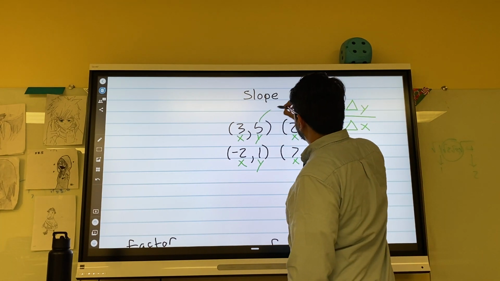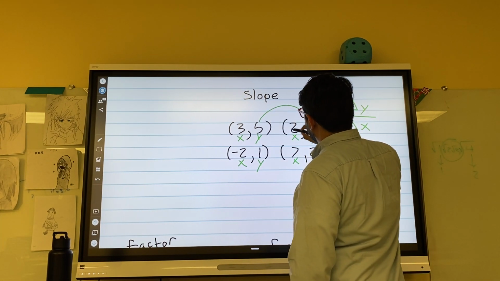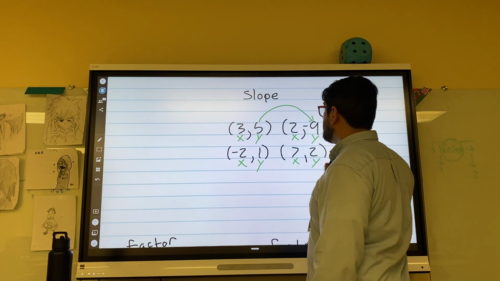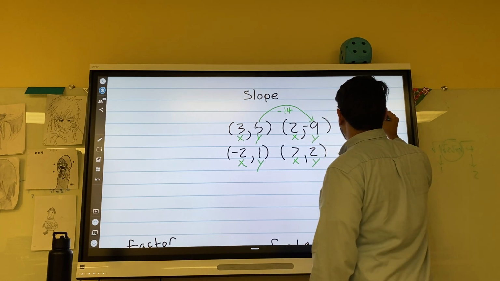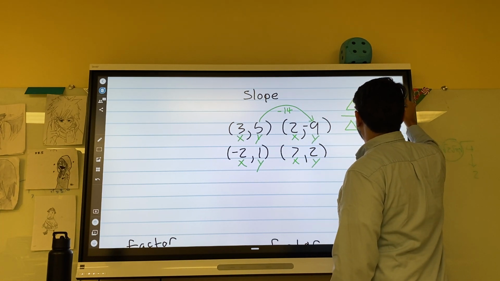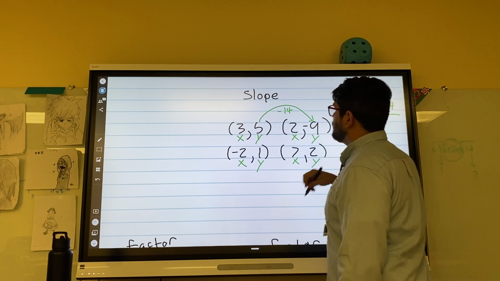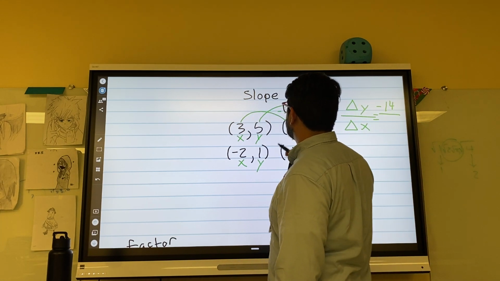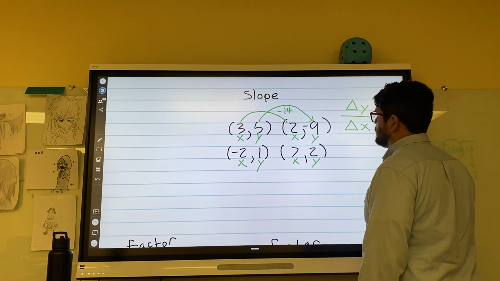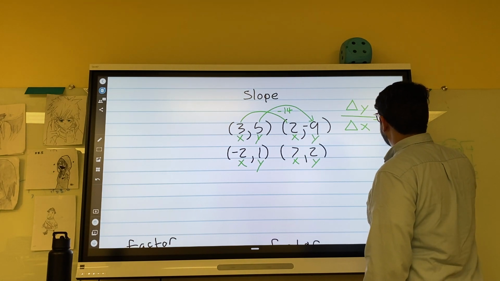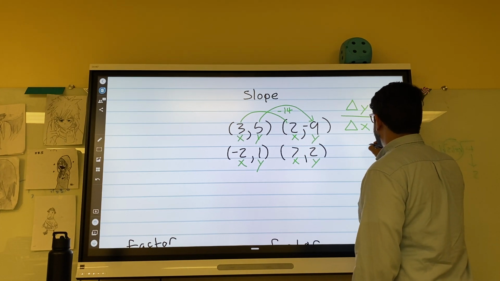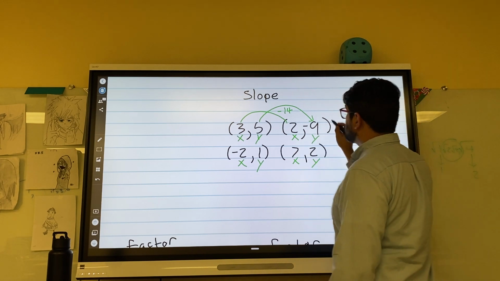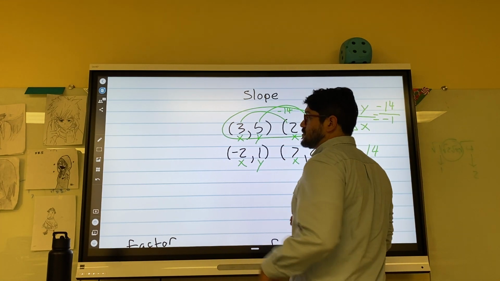So how did a 5 turn into a negative 9? It went down 5 to get to 0, and then went down 9 more times. So this went down 14 times. So the change in y is down 14. Then you have to ask yourself, how did a 3 turn into a 2? Well, it went down 1. So this one, the slope, is actually positive because a negative divided by a negative makes a positive. So 14 divided by 1 is actually just 14. That's the slope of the first one.